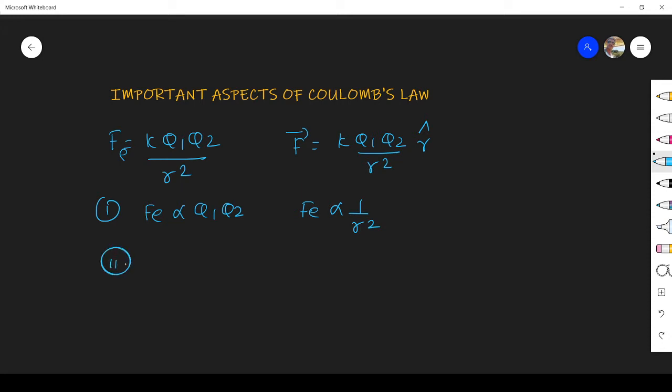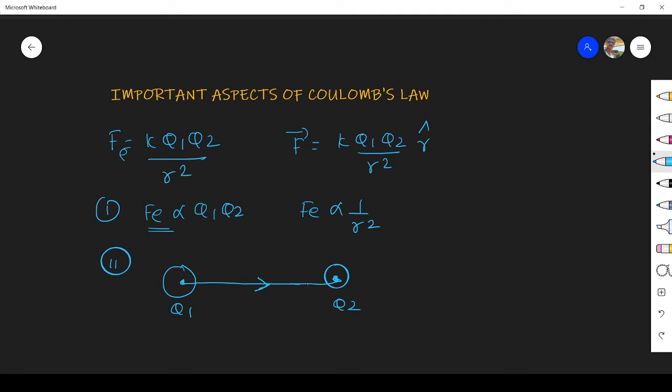The second thing: how much force, and in which direction the force will be. This is very important. Let us assume Q1 is here and Q2 is here. The direction will be obtained by drawing a line connecting the center of the two charges. The force is exerted along the line connecting the two charges. That is very important.